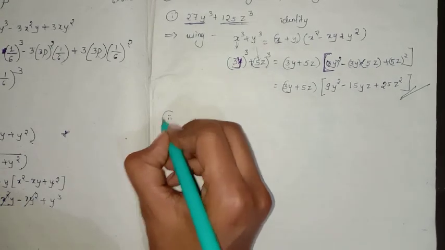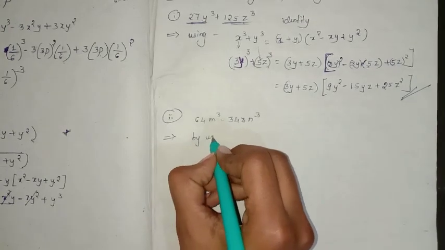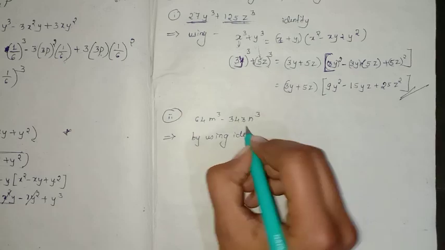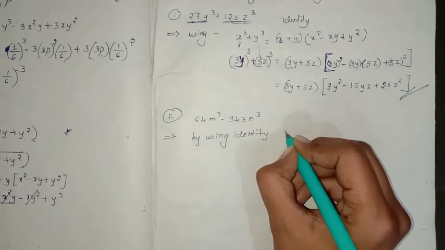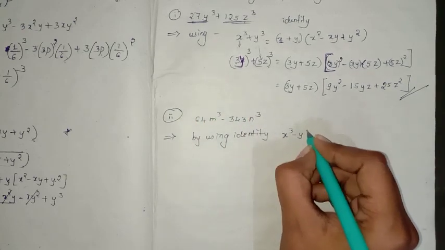Just solve a second one. A similar method you have to solve. So here also, by using the identity, you can observe m cube and n cube they have given, that means cubes of some values. So what is the identity? x cube minus y cube.